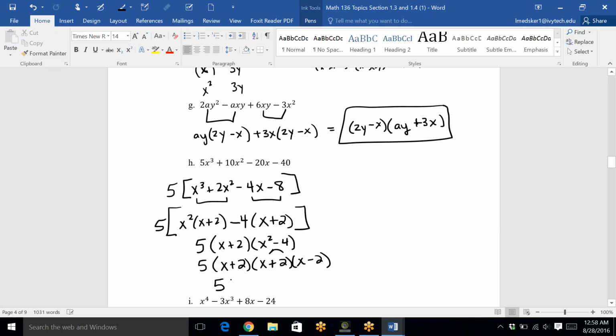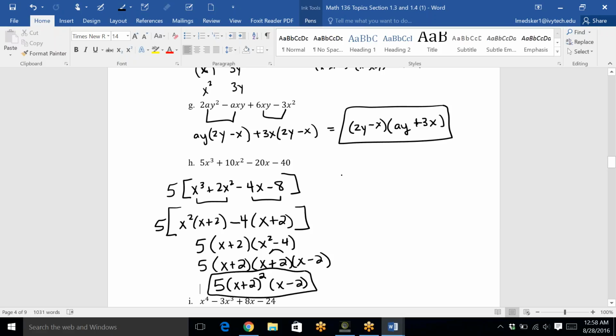So another way to write this in shorthand is anytime you have a match, you write it with an exponent. So there are 2 x plus 2's, and then the x minus 2 would come down. So that would be one way to write my final answer.